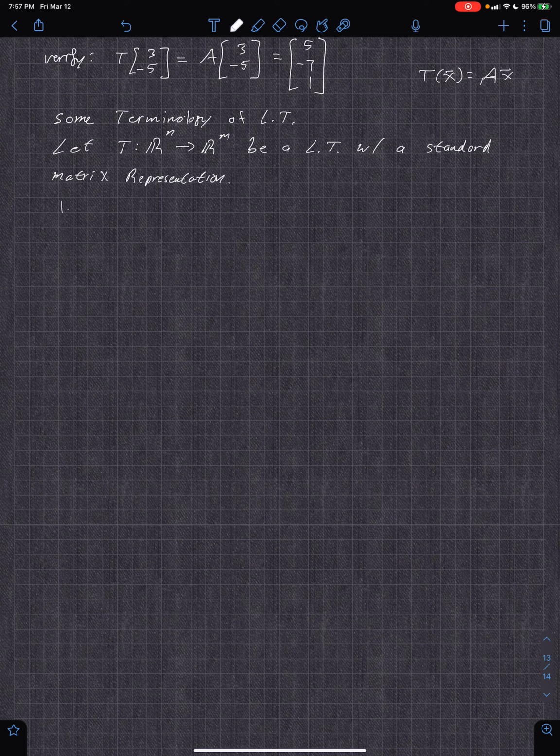Then 1, the range of T of Rn is the column space of A. So that ends up being the column space of A in Rn. 2, we don't do row space, by the way. It's not defined here, or used much.